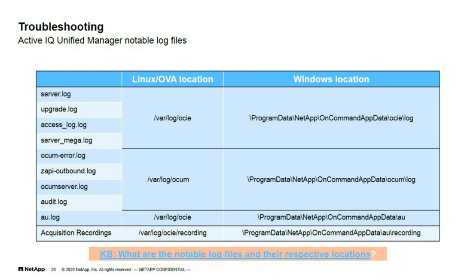The AU log helps track information related to the acquisition service, so if there's any issues there, we can take a look at that to see if there's problems polling. The server mega log will cover things like if we receive the information but we're having trouble either parsing it or inserting the database, we may see errors logged there.